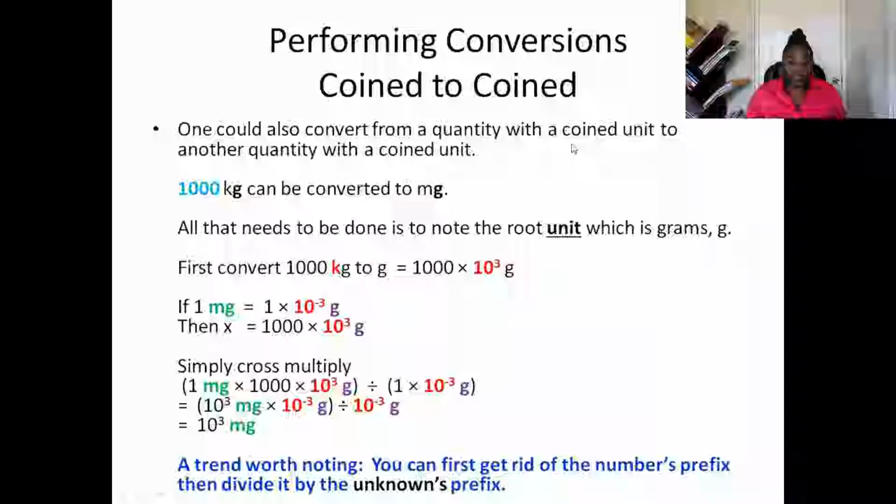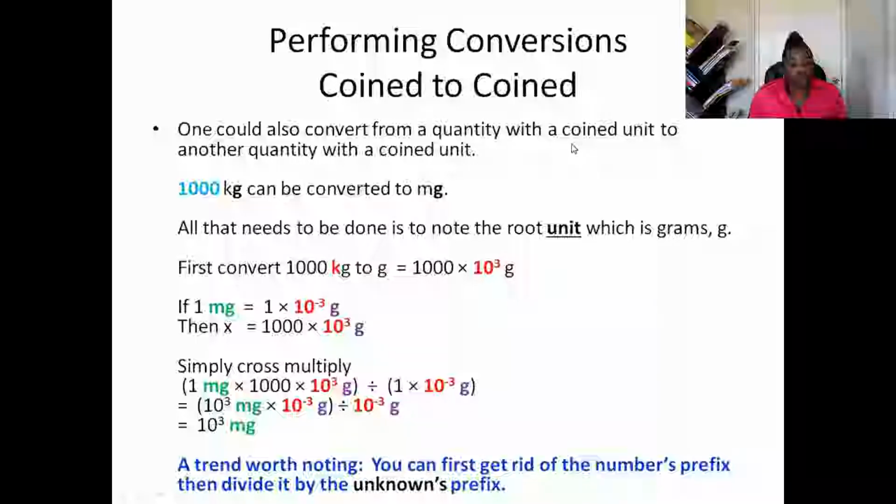And so I'm just going to show you what usually happens in your exams. This is the harder part, but I'm going to make it easier. One could also convert from a quantity with a coined unit to another quantity with a coined unit.